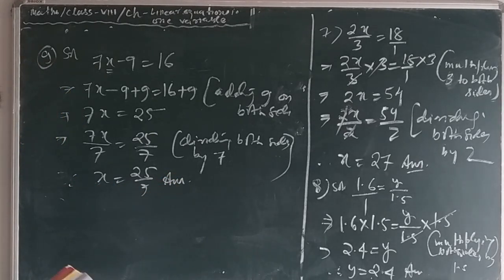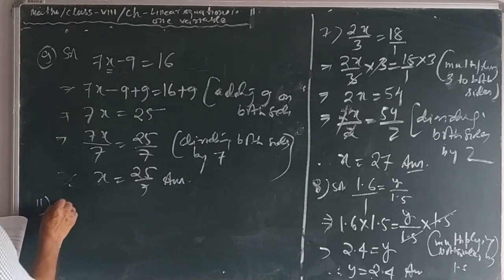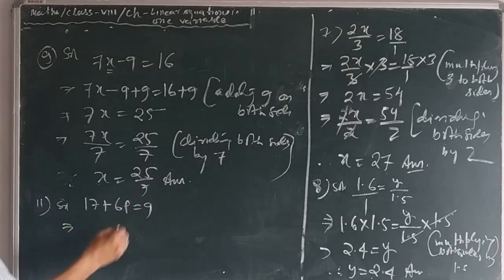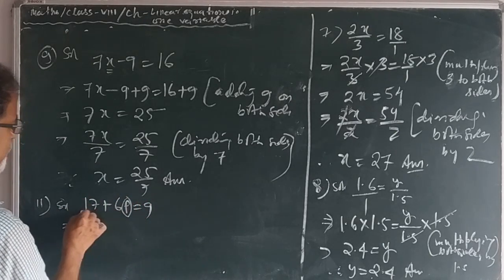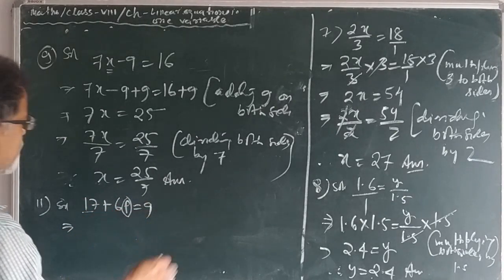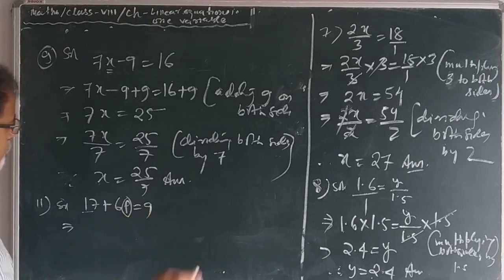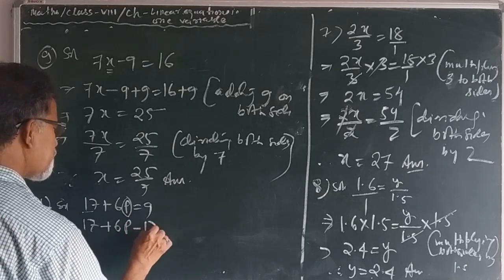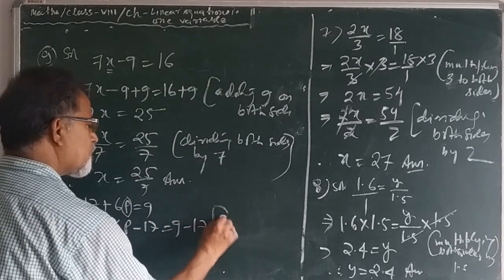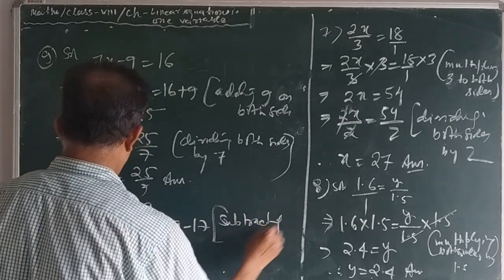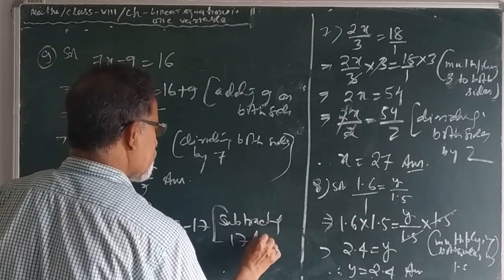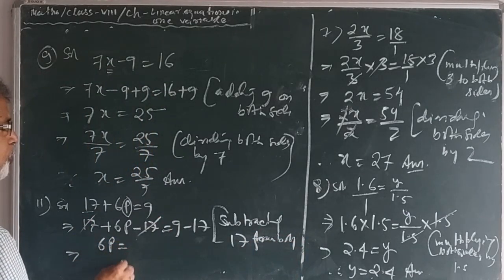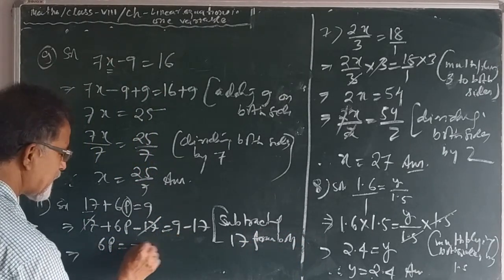I am going to show one more question. 11 number. 17 plus 6p equal to 9. To find the value of p, we have to remove 17 from the left side by subtracting 17 from both sides. So 17 plus 6p minus 17 equal to 9 minus 17. Subtracting 17 from both sides. 17 cancels. 6p equal to 9 minus 17 is equal to minus 8.